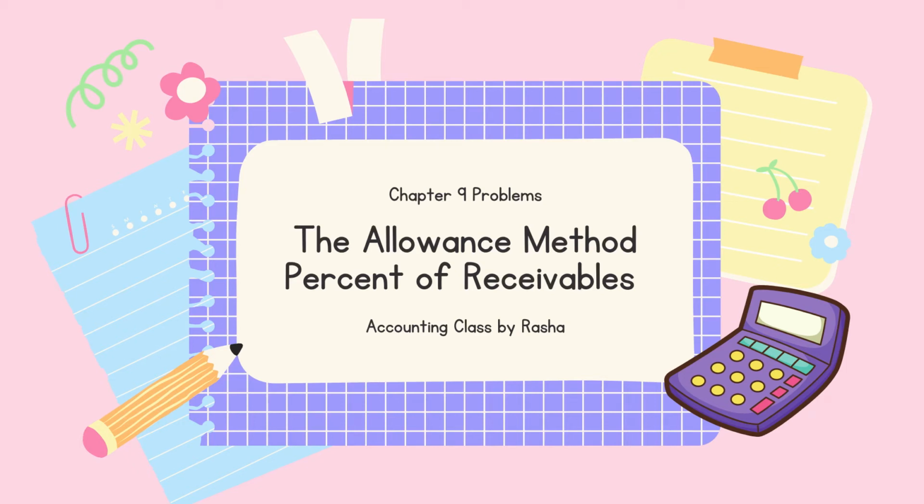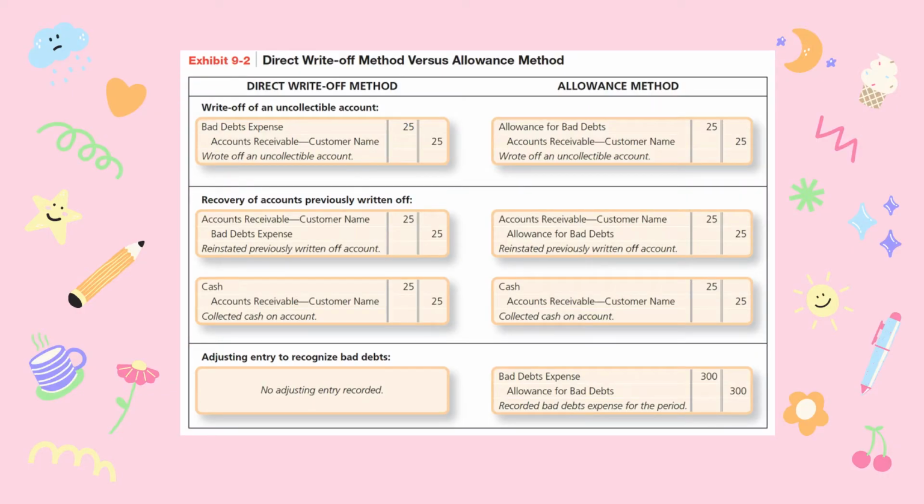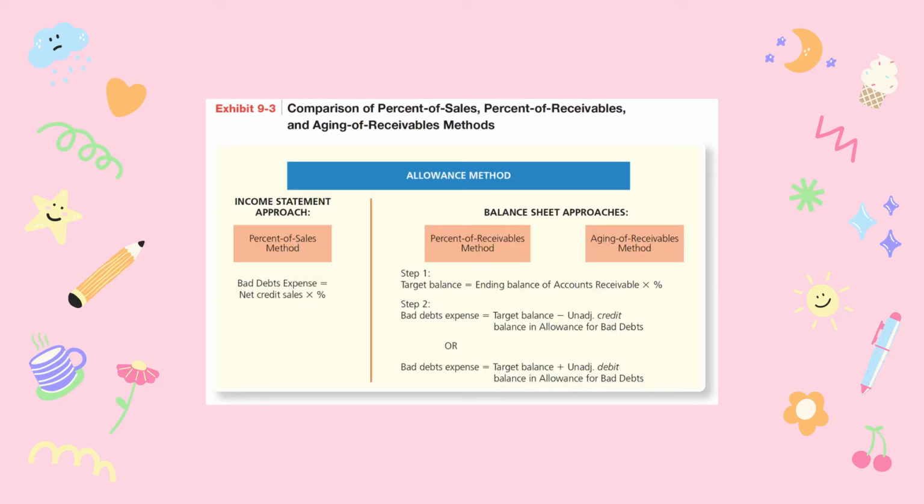Hello, you are still in chapter 9. Now we're gonna take the second method using the allowance method to estimate the uncollectables, which is percent of receivables. We are using the allowance method, and we are talking about the estimation entry, or the adjusting entry, which is bad debt expense to allowance for bad debts. We are using the balance sheet approach, which is the percent of receivables method.